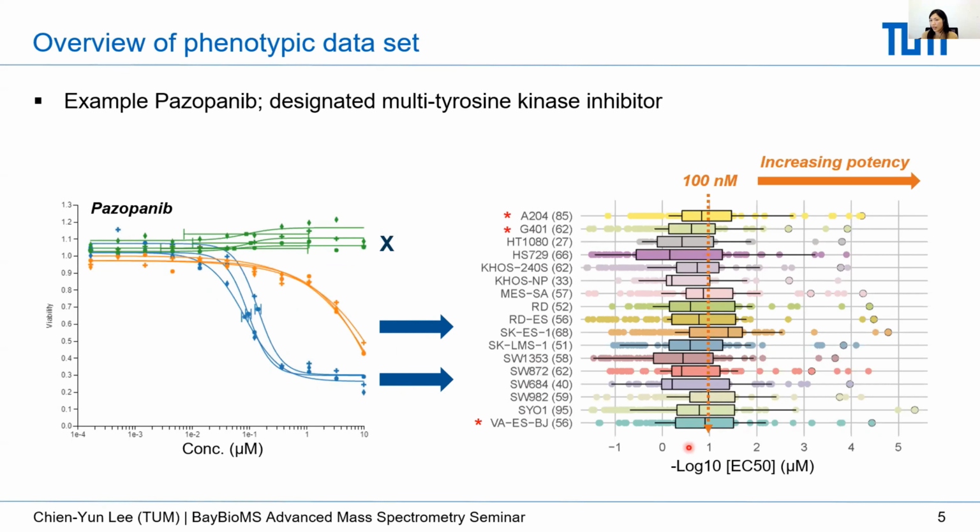So we can say that across 70 cell lines, we do find many drugs that have a very high potency.